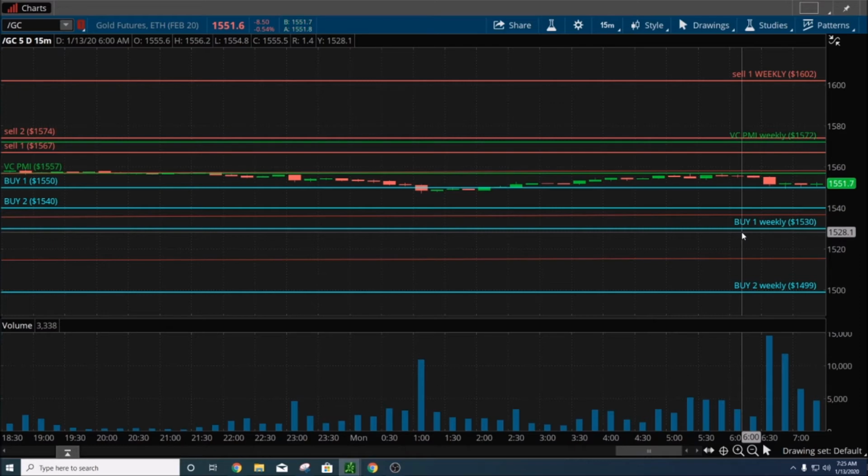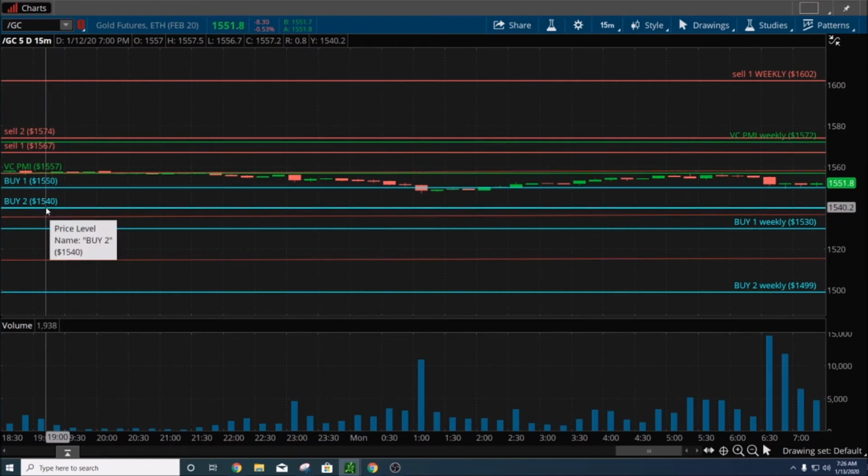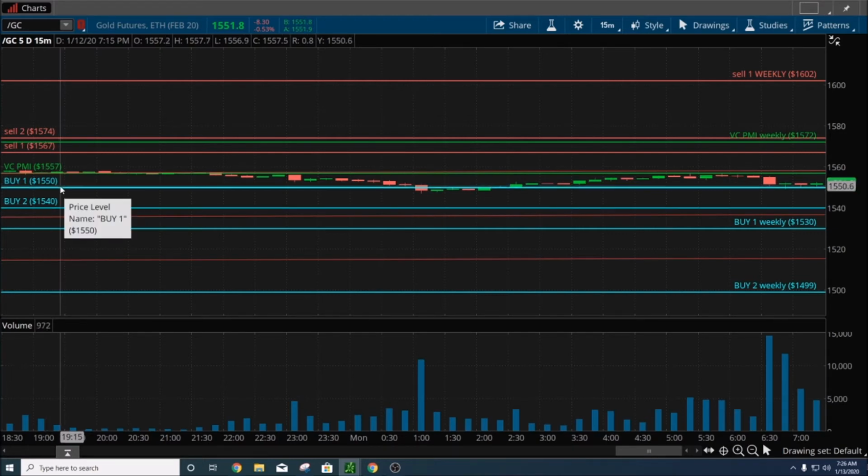But the integration of the daily signals with the weekly signals, as you can see, has identified the daily level of support starting at 1550. The buy two level at 1540. And on the daily, you're looking at the 1550 mathematical probability of 90%. The daily is at 95%.